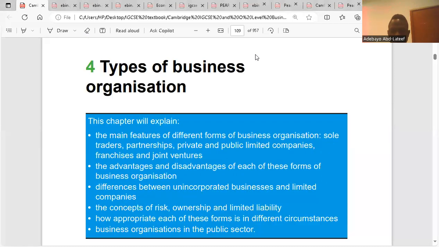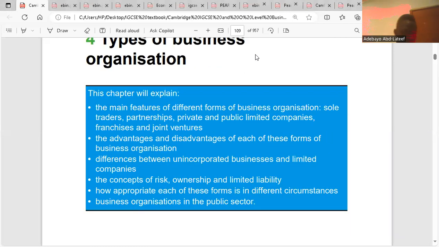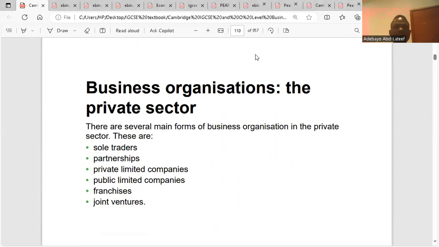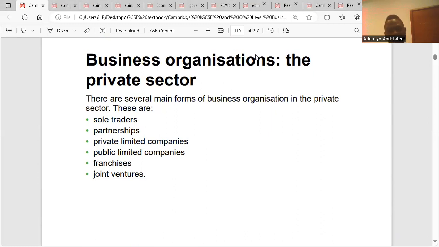Go to chapter 4. Types of business organization. Business organizations, the private sector. So business organizations are divided into two: the private sector and the public sector. But we're starting with the private sector.